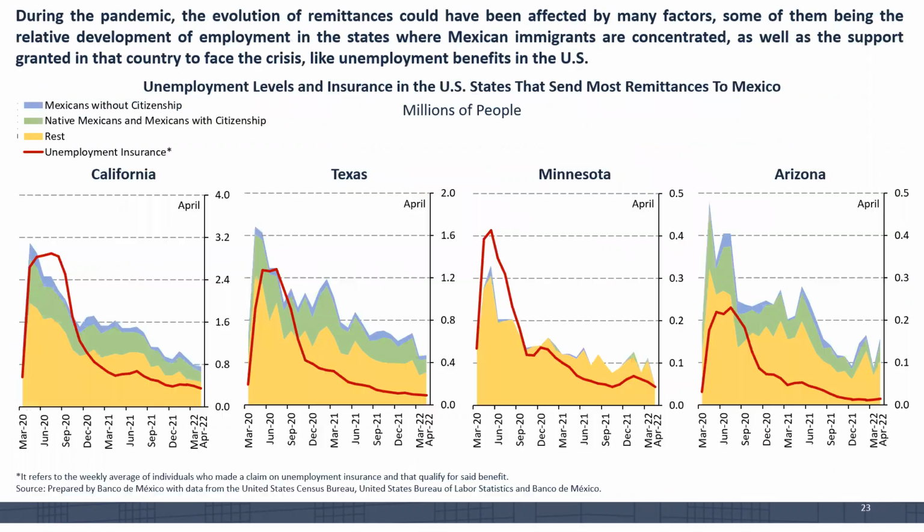Next slide, please. In that sense, as far as we have seen, the evolution and resilience of the remittances during the pandemic could have been affected by many factors. Some of them being the relative development of employment in the states of the US where Mexican population is concentrated, as well as the fiscal stimulus in that country to face the crisis. The best example was the unemployment benefits in the US, including for workers who are not normally eligible for that benefit, like independent workers and in some cases, undocumented migrant workers.